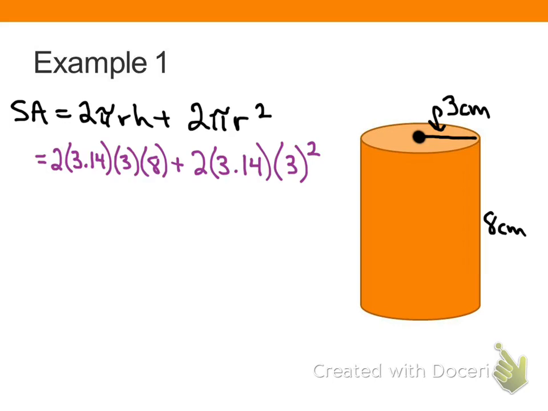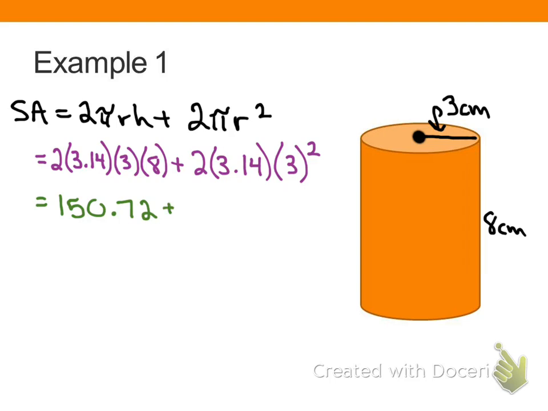All right, so this is what you should have. Okay, 2 times 3.14 times 3 times 8 plus 2 times 3.14 times 3 squared. Now, just like we did yesterday, we're going to multiply them in groups. So in our calculators, we're going to multiply the first group, 2 times 3.14 times 3 times 8. And that gives us 150.72.